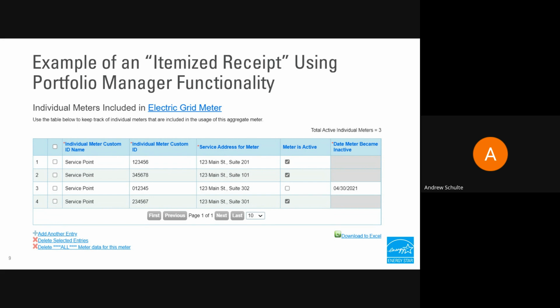Certainly, if a utility is building out its own data aggregation portal or working with a vendor whose solution already contains this itemized receipt functionality as part of its platform, you're not required to use the Portfolio Manager functionality. But we wanted to share this because many utilities don't even know or don't have any way of conceptualizing what we mean when we say itemized receipt. And so we wanted to throw this out there as a point of reference. And it's certainly something that we'd be happy to discuss with you in greater detail in one-on-one calls.